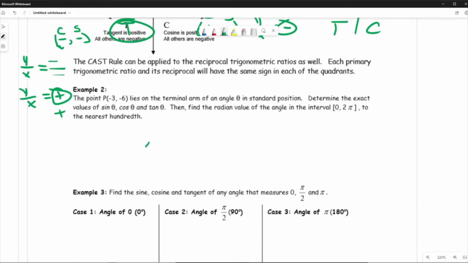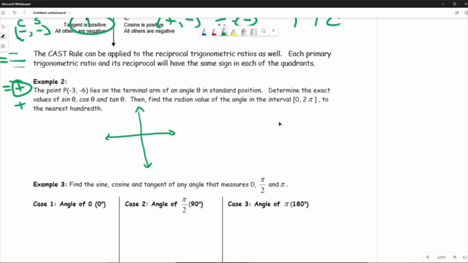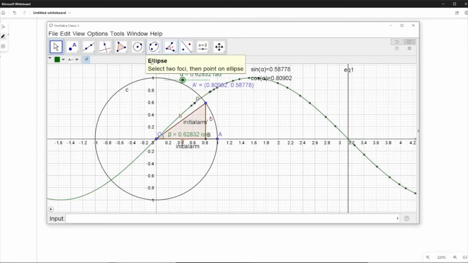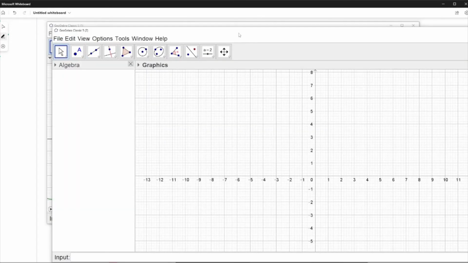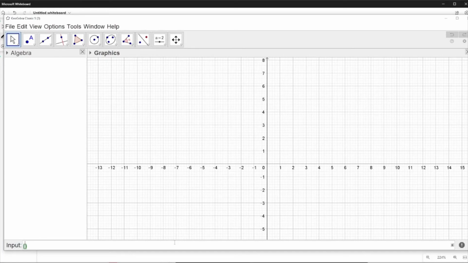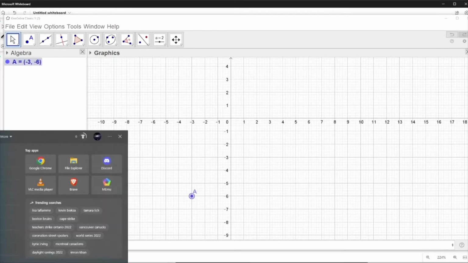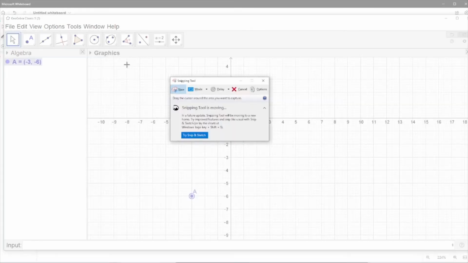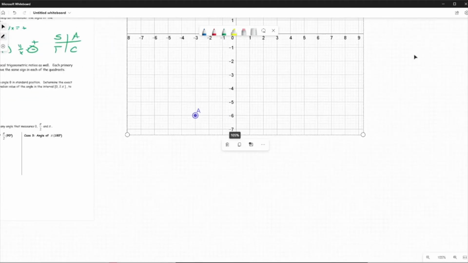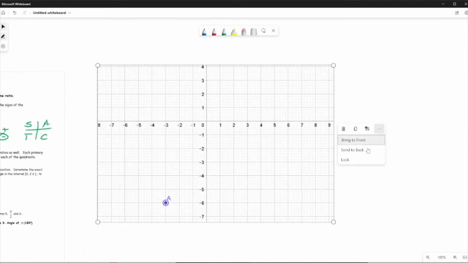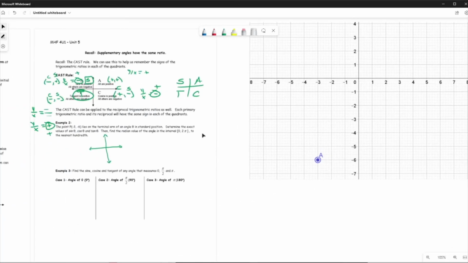Let's try an example. This one says the point -3, -6 lies on the terminal arm of an angle in standard position. Let's take advantage of the tech here. Sorry, they said -3, -6. Let's use a proper surface to draw on rather than my terrible estimates. So this is what they want us to look at: -3, -6.